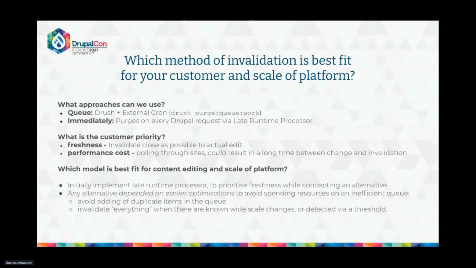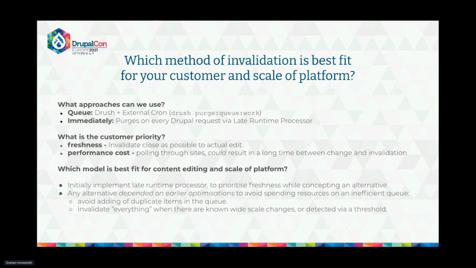What we were faced with, I guess, were two different competing requirements. The requirement for freshness. Customer wants to invalidate content as closely as possible to the actual edit. I make a save. I want to know that we're taking action. The alternative approach is to look at performance and protecting the platform, pull through sites. This might work for some customers where freshness is not the driving factor, and they could wait for a reasonable time, or maybe take some other actions that would allow a queue. But it could result in a long time between a change happening and an invalidation.